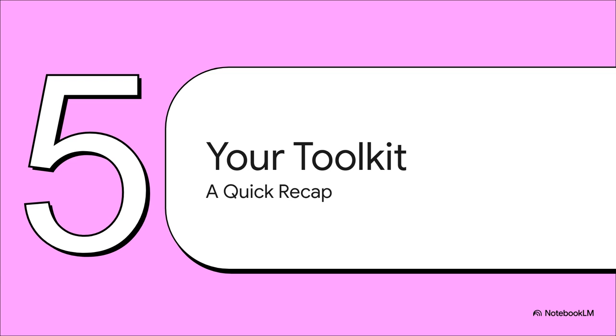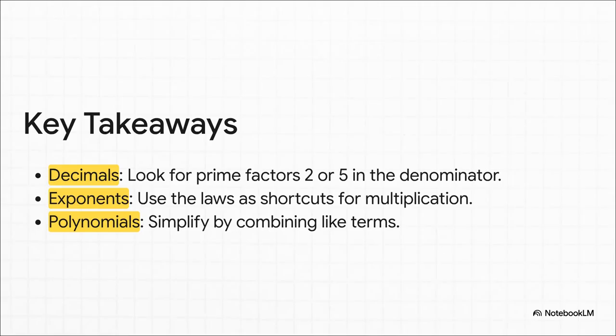So let's just take a second to look back at the awesome new tools you've just added to your math toolkit. So here are the 3 big ideas to walk away with. First, you now know the secret to predicting decimals. It's all about those prime factors, 2 and 5, in the denominator. Second, you know that exponent laws aren't scary. They're actually incredibly powerful shortcuts. And third, you know that the real key to taming those big, messy expressions is just sorting and combining like terms.